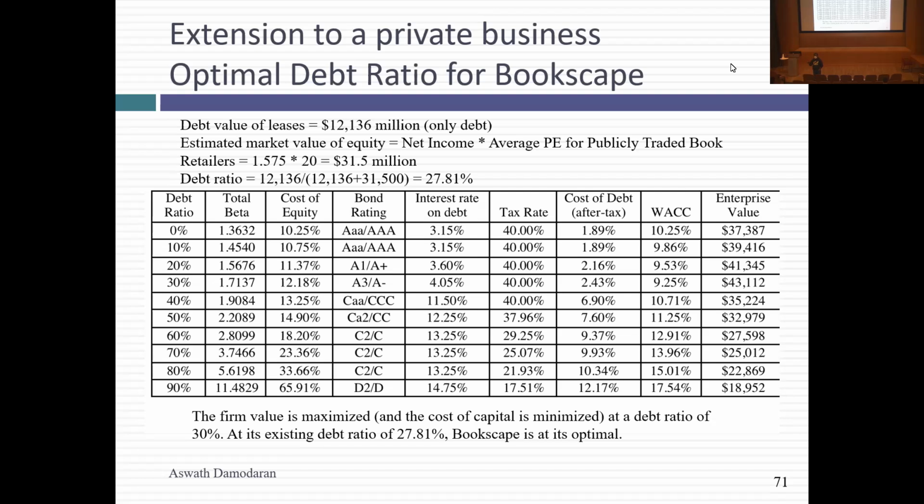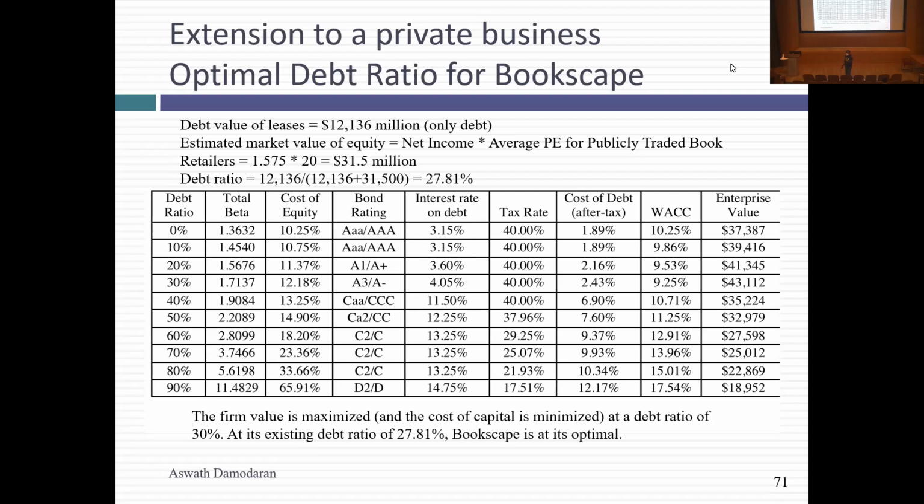But what's the alternative to doing this? Using the book equity. And that thought terrifies me. I'm not even going there. I'd much rather have a bad estimate of market value than a good estimate of book value. So market value of equity gives me 31.5 million.